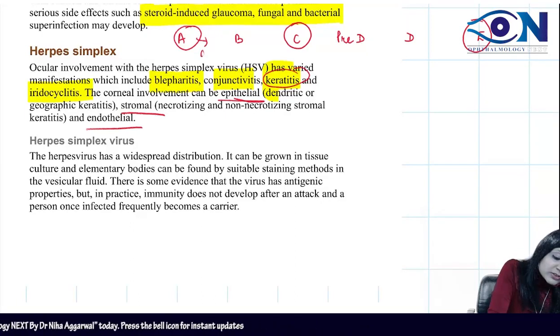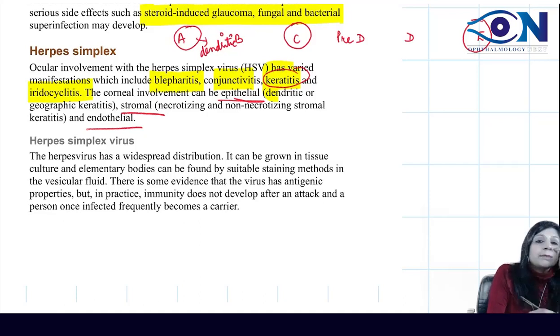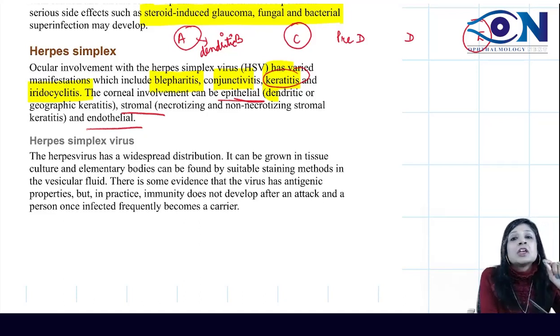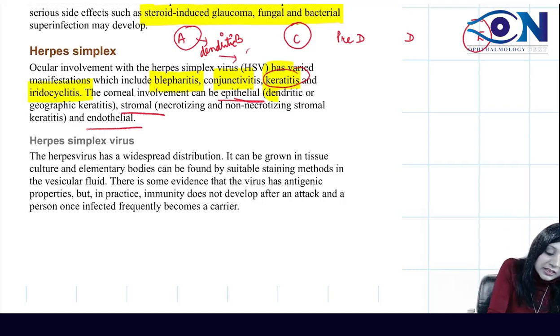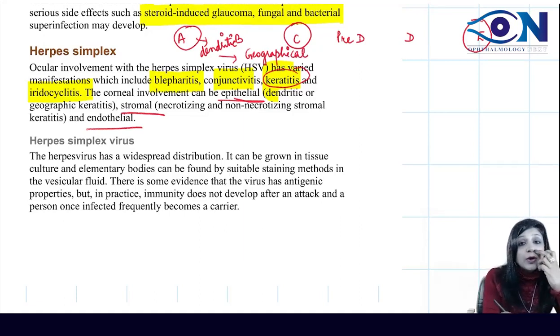In the epithelium, they are causing dendritic keratitis. So whenever we have a tree-like arborizing pattern, dendritic keratitis, you have to give 3% acyclovir. What you do not have to give is steroids, because if you give steroids, it can lead to enlargement called a geographical ulcer. So steroids are absolutely contraindicated.